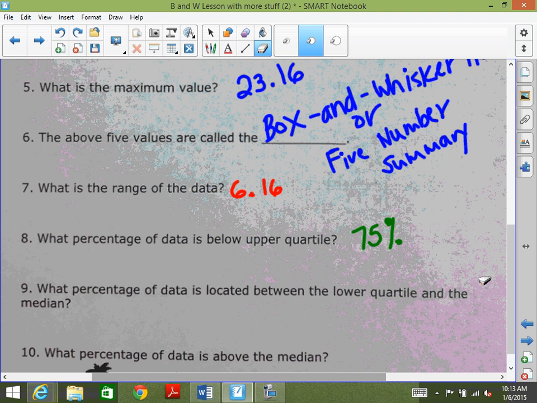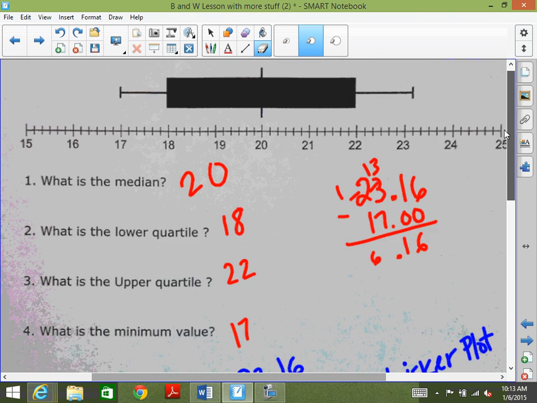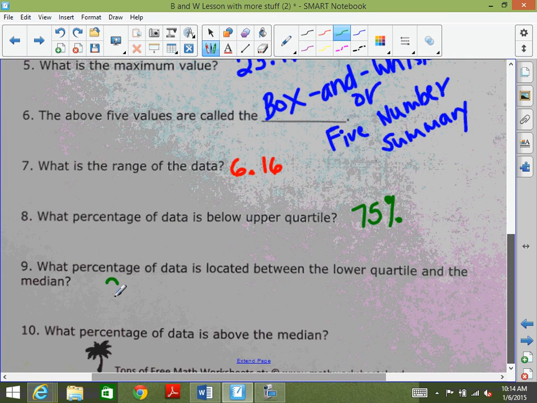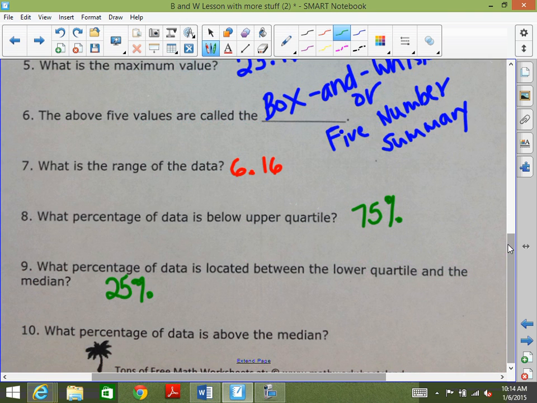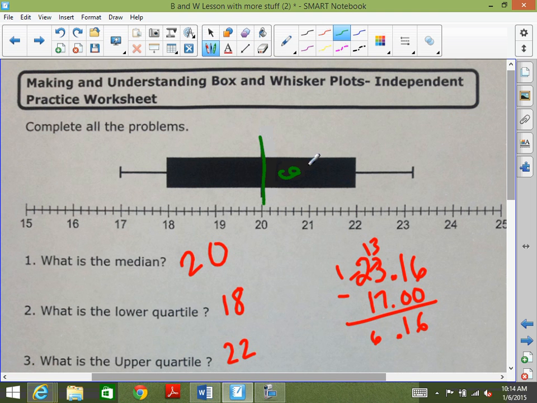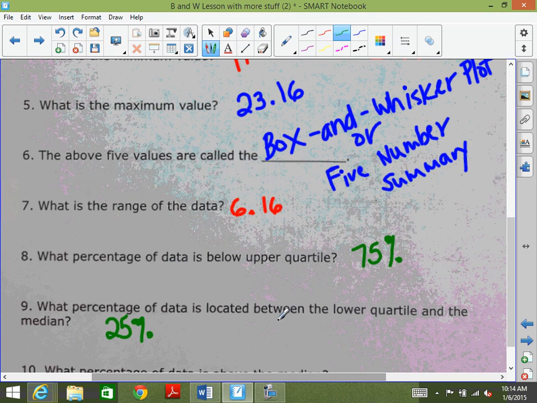What percentage of the data is located between the lower quartile and the median? What percent is between the lower quartile and the median? Right in here is 25%. What percentage of the data is above the median? What percent is above the median? So here's the median. That would be this piece and this piece, which makes up 50%.